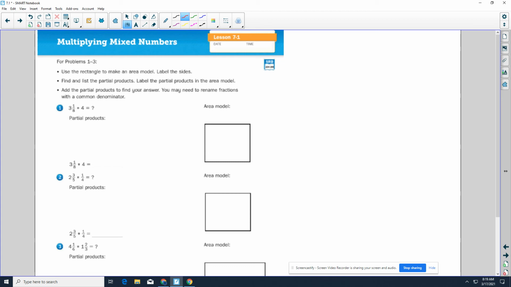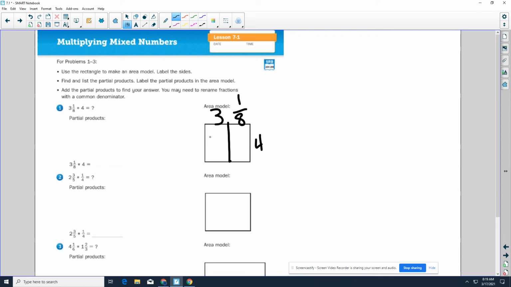So I'm going to help you set up the first area model, and then I'm going to let you work on the rest of these on your own. So I see I have 3, and then I have 1/8. And then I have on the side 4. And I don't have to split it across because I'm only doing the 4 across.